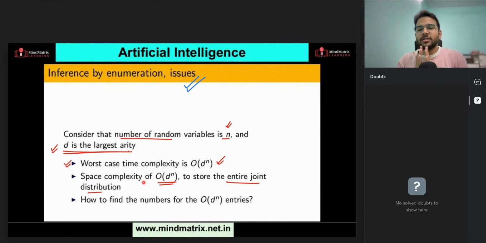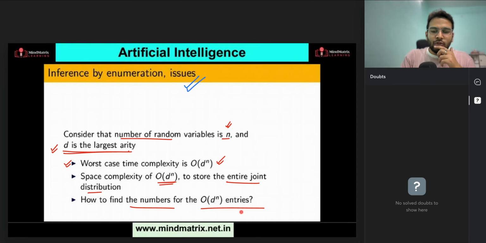So after this discussion, we have understood that joint probability distribution is very useful and very powerful, because it can answer anything. But finding it takes a lot of time, and storing it consumes a lot of space. So there are some disadvantages also, right? And one more thing is how to find the number of these many entries. That is also a problem.